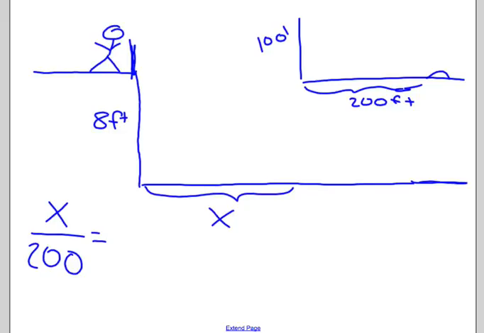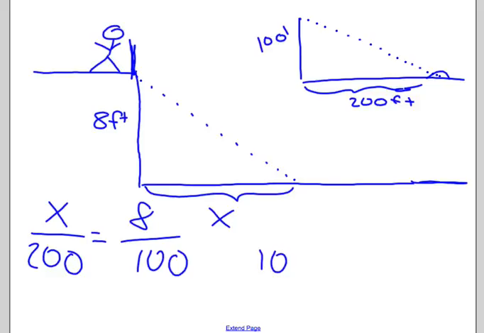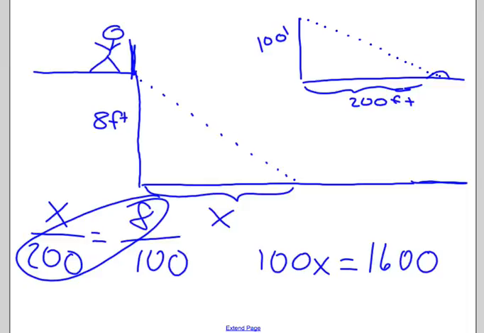Why am I putting 8 across from x? Because it goes with it. If I draw this down to where the beach starts, I have similar triangles, and that's what allows me to do this. So I do my cross products. I have 100 x equals 1600. Divide by 100.